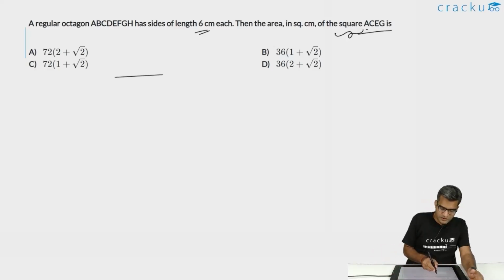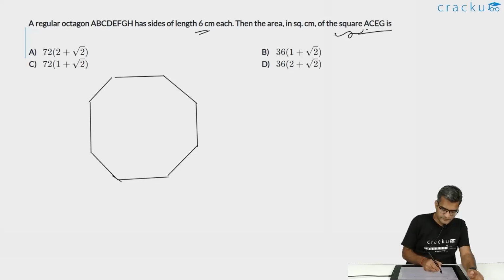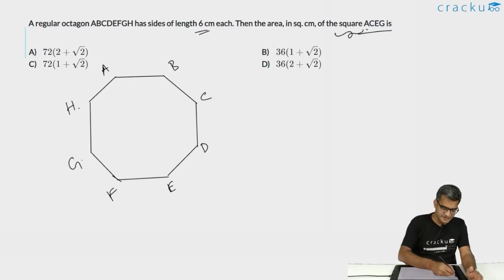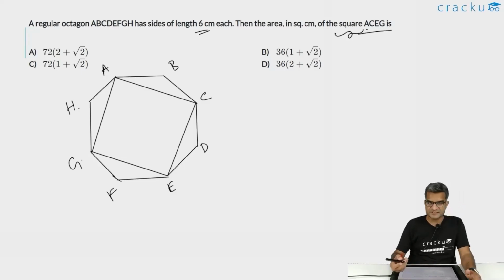So once you draw the octagon, or if you have a rough idea of how the octagon looks, it will look something like this. This is, say, the octagon. This is A, B, C, D, E, F, G and H. We are asked to calculate the area of the square ACEG. So this is AC, CE, EG and GA. Now we are told that this is a square.